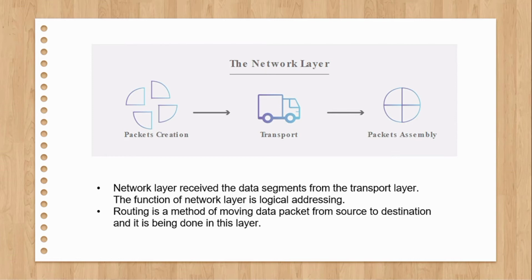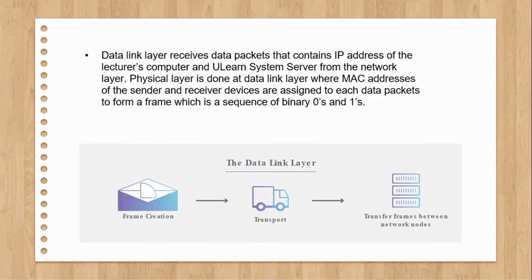destination. The lecturer's computer can be connected to the ULEarn system server in many ways. This layer uses protocols such as Border Gateway Protocol and Intermediate System to Intermediate System to determine the best path. The data link layer receives data packets that contain the IP addresses of the lecturer's computer and the ULEarn system server from the network layer. Physical addressing is done at the data link layer, where the MAC addresses of the sender and receiver devices are assigned to each data packet to form a frame, which is a sequence of binary 0 and 1.